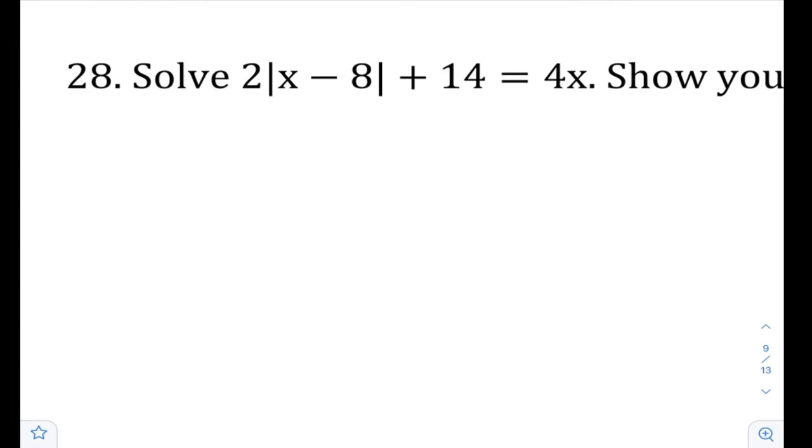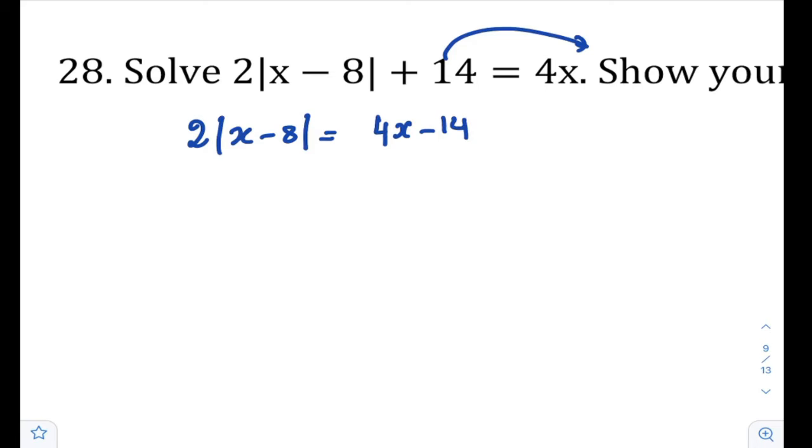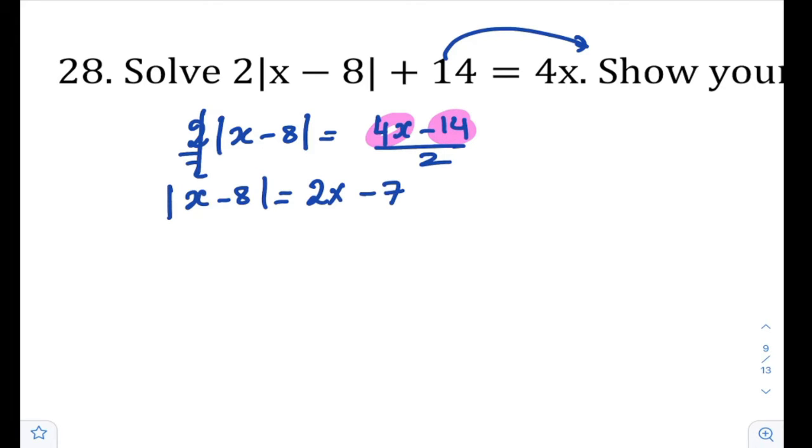So we will first try to isolate the absolute value as we get used to. We must isolate the absolute value. So absolute value of 2x minus 8 is equal to, take the 14 there, 4x minus 14. And when you divide both sides by 2, we have absolute value of x minus 8 is equal to 4x divided by 2 is 2x. Then negative 14 divided by 2 is negative 7. Now we end up with an absolute value equals an expression. Then you need to have two cases.